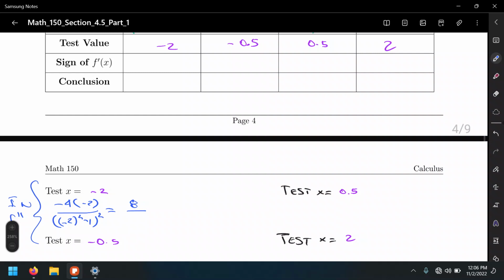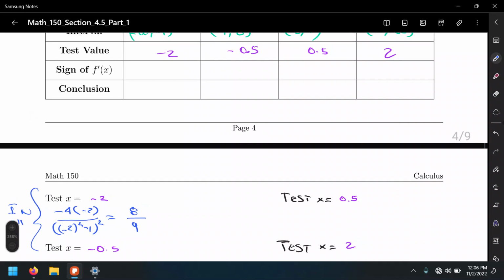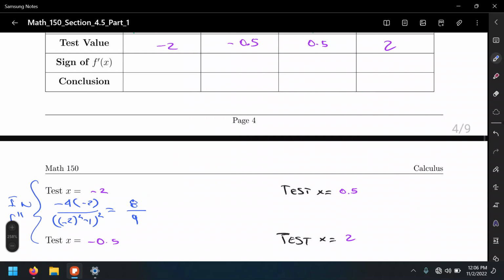-2 squared, which is 4. 4 minus 1 is 3. 3 squared, that's a 9. In this case, it doesn't matter what value this actually is. What really matters is whether it's positive or negative. So in this case, we are going to get that this is negative, which means concave up. I mean concave down. Well, oh no, it's positive.